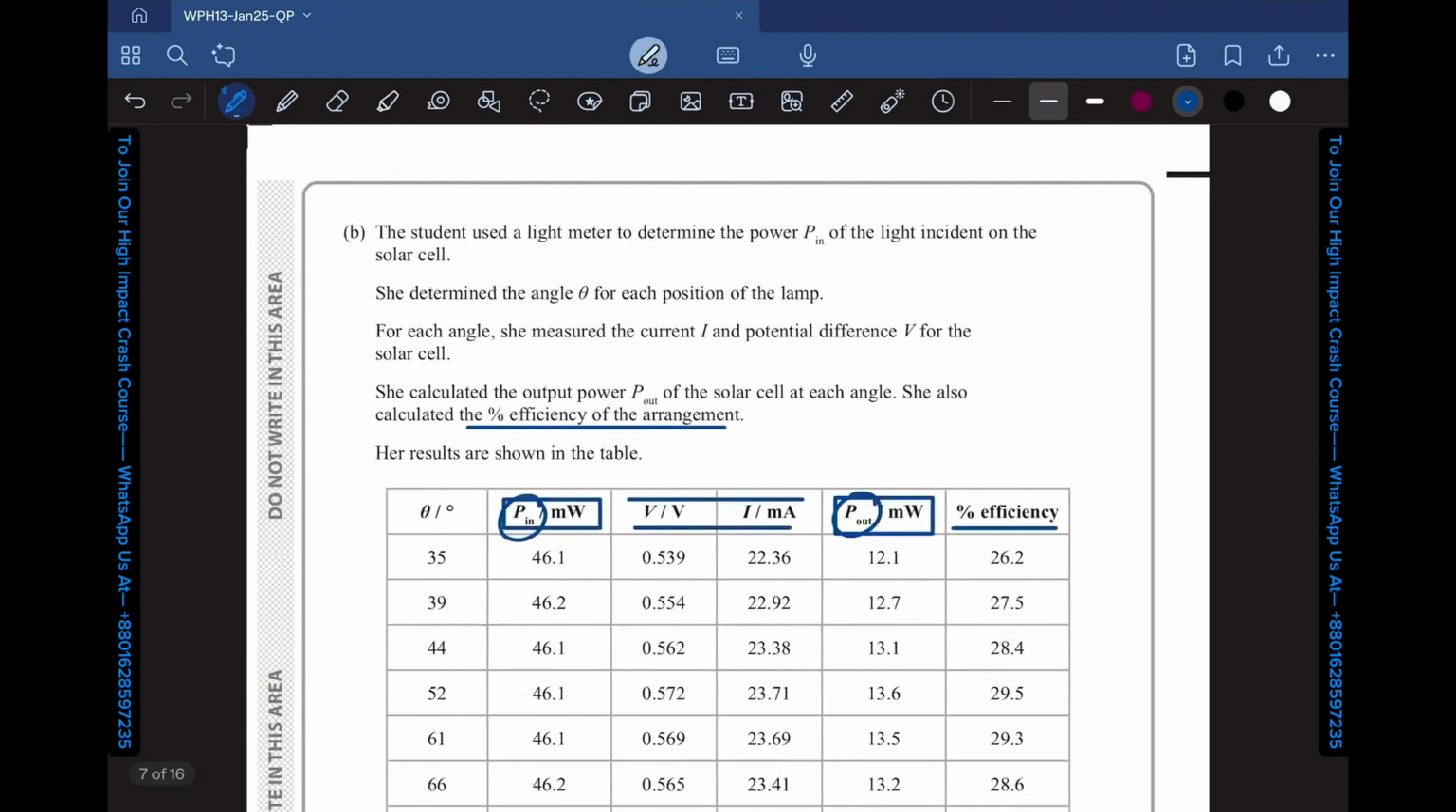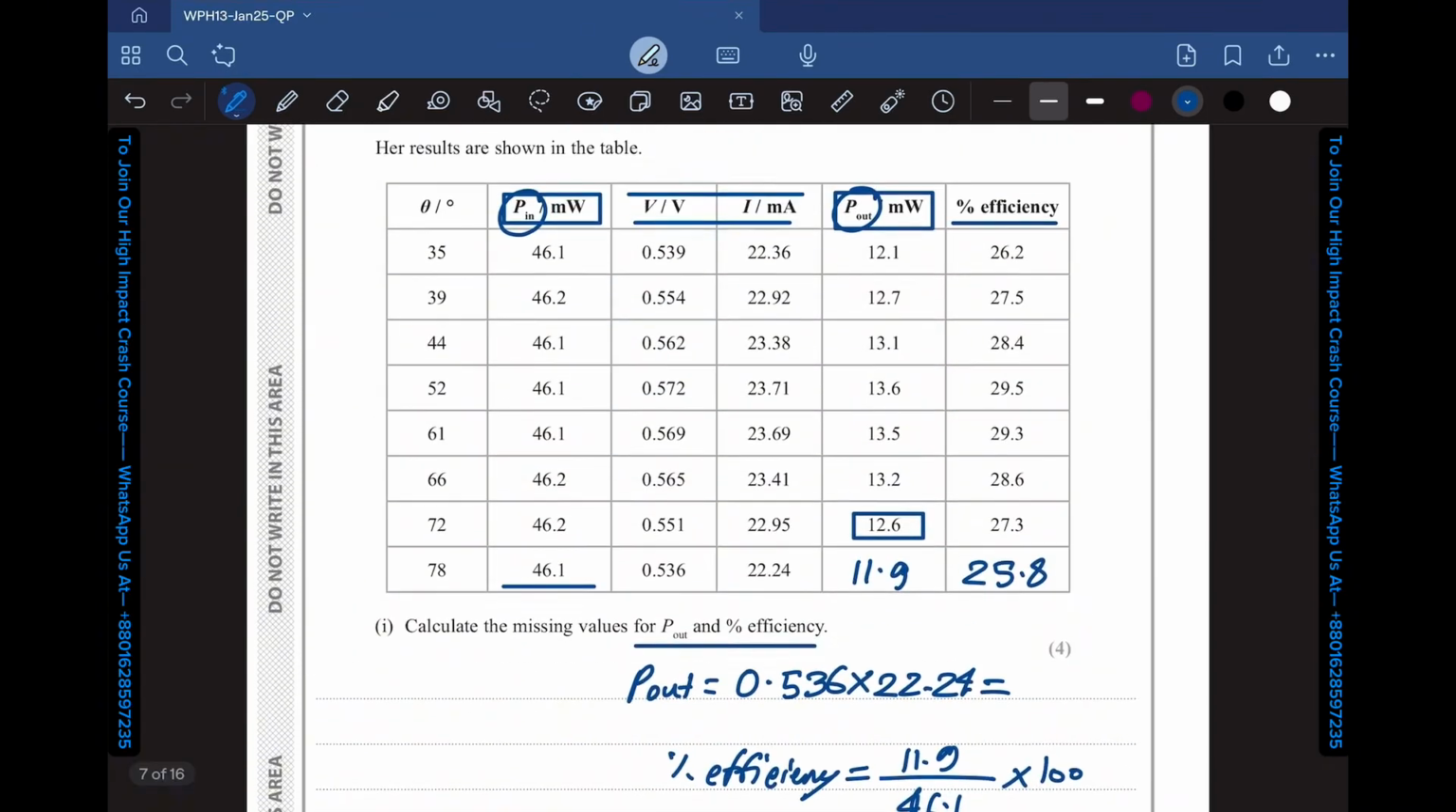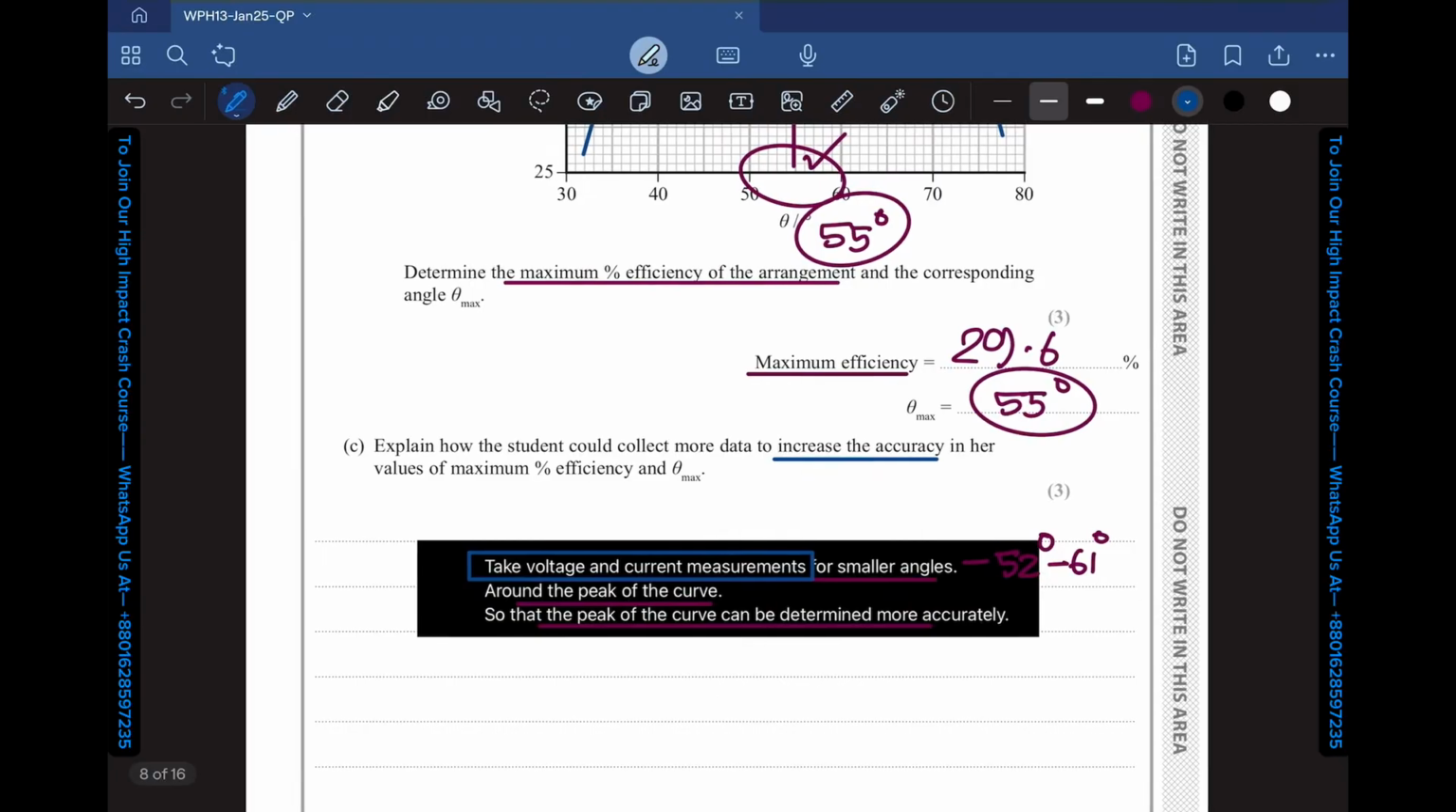The formula of this efficiency is power output divided by input. Now input is absolutely constant, but to figure out the efficiency we need this power output. That's why rather than writing take power efficiency for smaller angles, we have written take voltage and current measurements for smaller angles, because the efficiency mainly depends upon the power output. That's why we are taking the voltage and current into consideration rather than directly writing take efficiency measurements for smaller angles. We have said take voltage measurements for smaller angles around the peak of the graph, and also so that the peak of the curve can be determined more accurately.